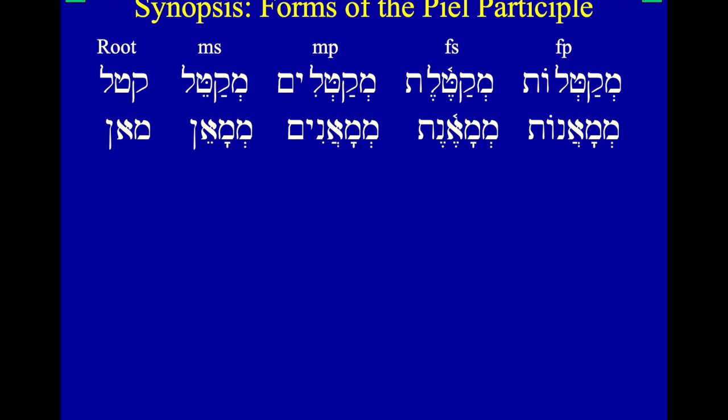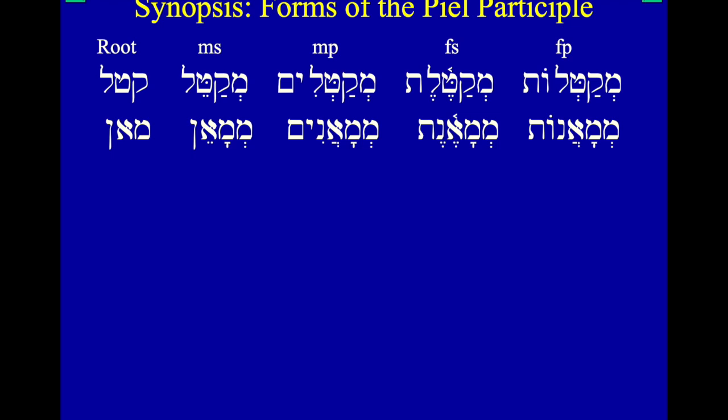You can see that if, let's say, that form on the bottom right there, as far as we've gone so far, mama'anot, that ot ending, that's a noun ending. Then you have a meme with a schwa underneath it. This could be a noun. But you look and you've got three good letters there in the middle, three good consonants. You have a meme, an aleph, and a nun.